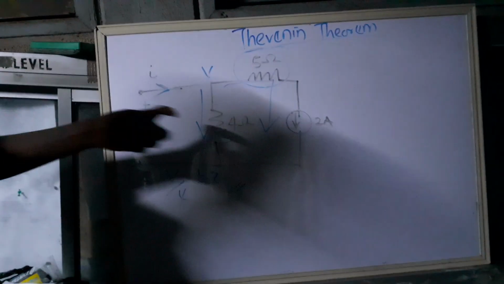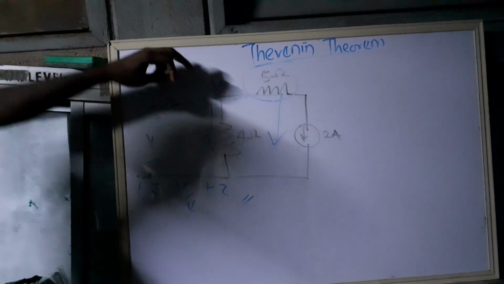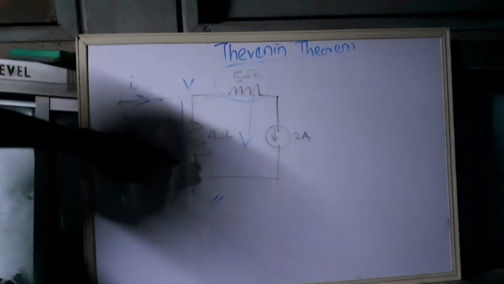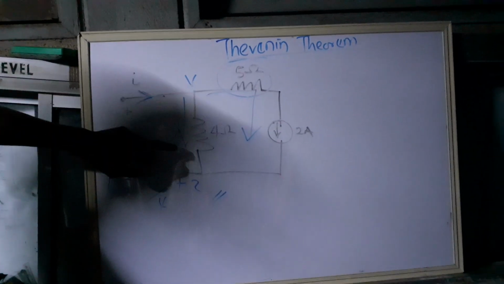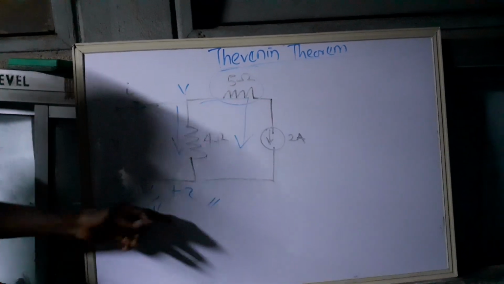Since these two are in parallel, they have the same voltage. That's why I put V here. So if you have V here, the current flowing through here will be V over 4. So if V over 4 is flowing through here and 2 is flowing through here, the total I will be V over 4 plus 2.